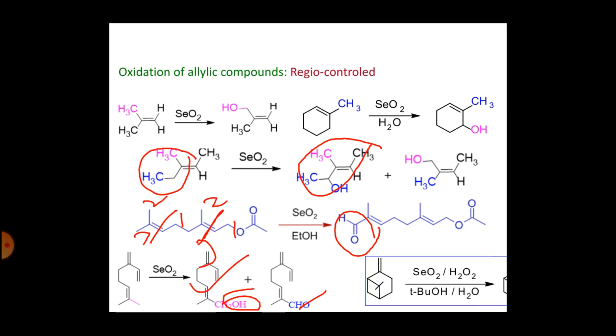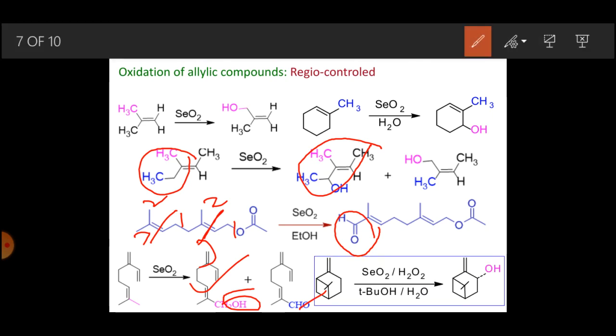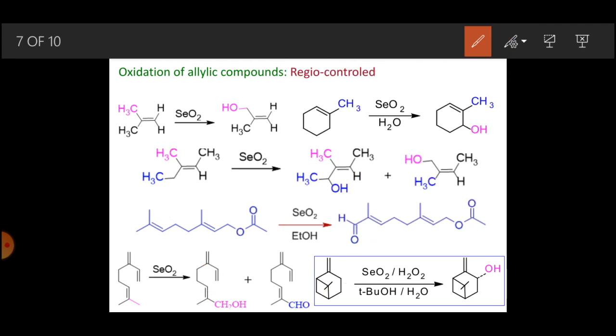In this example, there is only one allylic position. So this allylic position is converted to allylic alcohol and giving the product exclusively at this position. So there is no confusion regarding the allylic oxidation in this case. So these are a few representative examples of allylic oxidation.